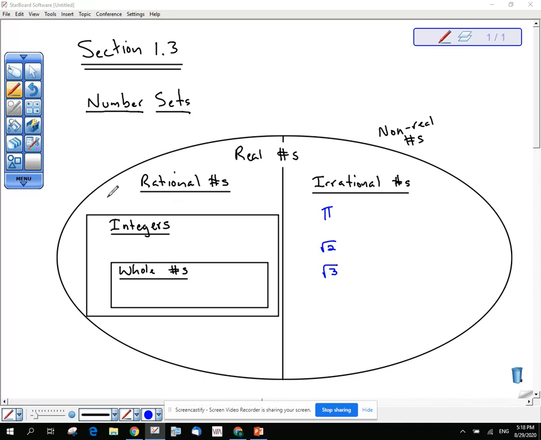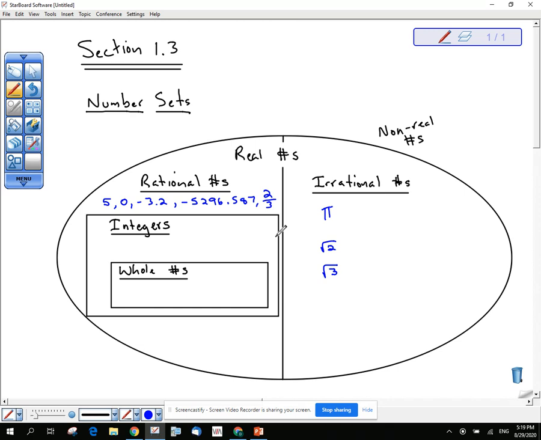Now this would include numbers like 5, 0, negative 3.2, negative 5,296.587. That's a terminating decimal, 0.587. That's to the thousandth, and that's done in the thousandths place. And those are all rational numbers. If it terminates or repeats, just the same. So 2/3 is a rational number because 2/3 as a decimal is 0.66666, 0.6 repetend. If it terminates or repeats, it's rational.